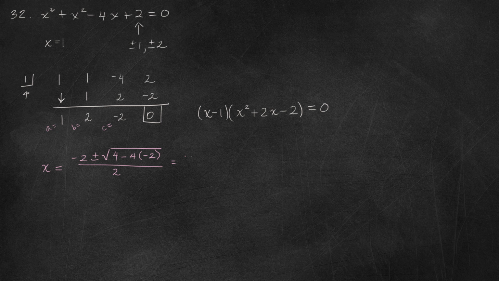We can simplify this. Negative 2 plus or minus the square root. 4 plus 8 is 12 over 2, and that simplifies. Negative 2 plus or minus 2 root 3 over 2, or negative 1 plus or minus square root of 3. So my solutions are x equals 1 or negative 1 plus or minus square root of 3.